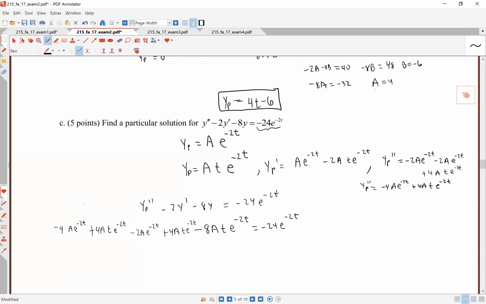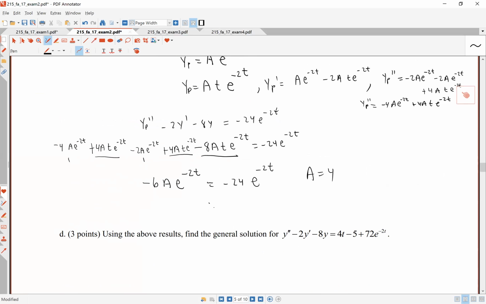Okay, so what happens here? We've got 4at plus 4at is 8at, minus 8at is 0. And then we have negative 4 minus 2 is negative 6a e to the negative 2t equals negative 24 e to the negative 2t. So that says that a is equal to 4. All right, after all that, we get yp as 4t e to the negative 2t.